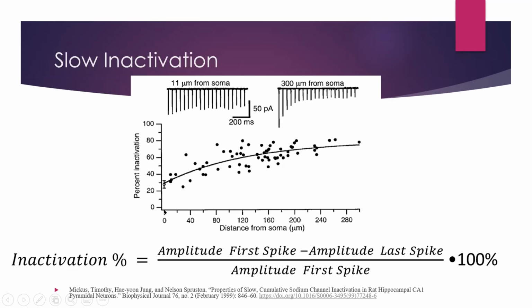And what I want you to notice is that that percent inactivation increases the further you get from the soma. The reason we thought that this might be a mechanism for adaptation is, one, it explains that decrease in spike height that we saw in experiments. And two, because it increases the further away you get from the soma, it would make sense that if it was contributing to adaptation, that adaptation would increase further out into the dendrites.